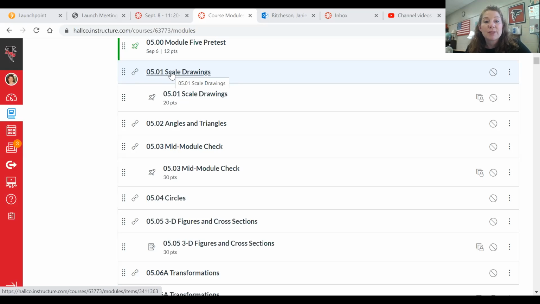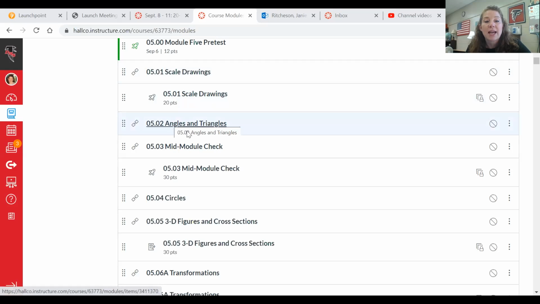So then if you look beneath it, we have the exact same name, exact same notation, except now I see a rocket ship. That is where you're actually going to answer questions over scale drawing, and you're earning points toward your grade. All right, so you're going to have a formative assessment after most sections, not all.